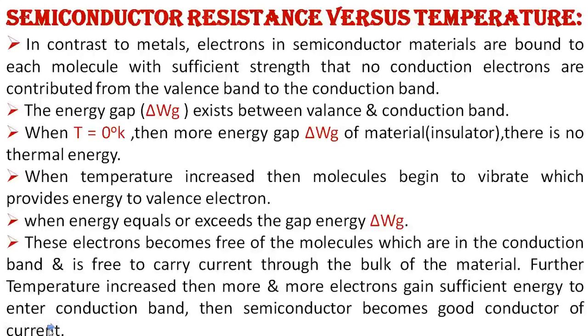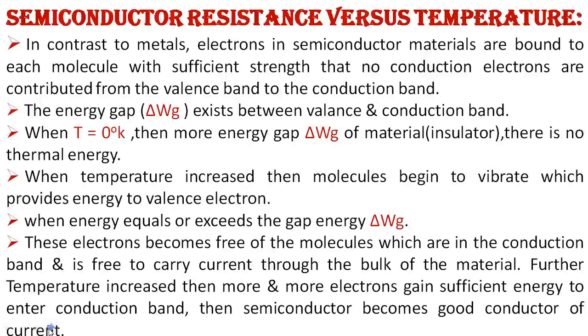The energy gap Wg exists between the valence and conduction band. When T equals 0 Kelvin, the more the energy gap ΔWg of an insulating material, there is no thermal energy. When temperature is increased, molecules begin to vibrate, which provides energy to valence electrons. When energy equals or exceeds the gap energy ΔWg, these electrons become free from the molecules, are in the conduction band, and are free to carry current through the bulk of the material.